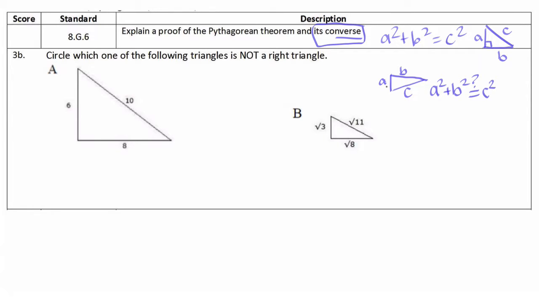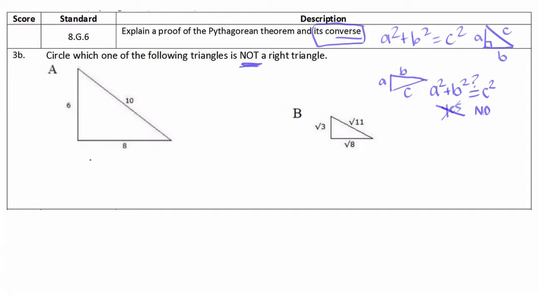Well, if you put in a and b and c and this is true, then we say yes, it is a right triangle. If this is not true, if it doesn't equal c squared, then we say no, it is not a right triangle. So let's do that over here. Circle which of the following triangles is not a right triangle. So let's test triangle A. You know, it looks like this is a right angle, but who knows? Maybe these side lengths don't actually show that it is a right triangle.